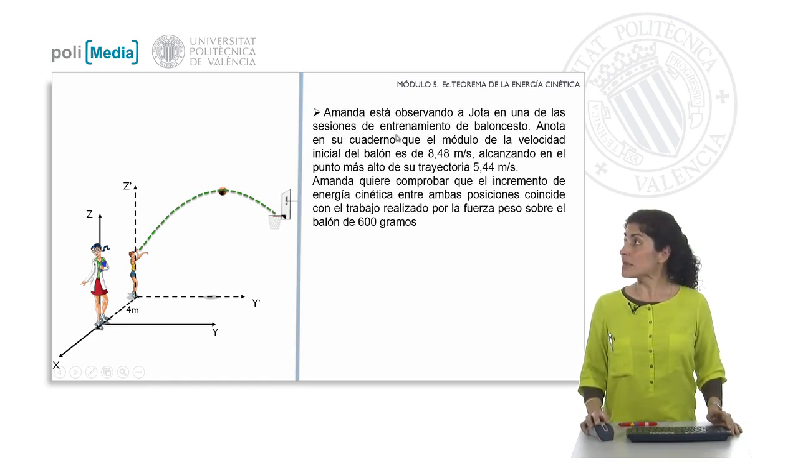It tells us that Amanda is observing Jota in one of the basketball training sessions. She notes in her notebook that the modulus of the initial velocity of the ball is 8.48 meters per second and reaches 5.44 meters per second at the highest point of its trajectory. Amanda wants to check that the increase in kinetic energy between the two positions coincides with the work done by the weight force on the ball, which has a mass of 600 grams. She wants to see if the principle of kinetic energy is satisfied.